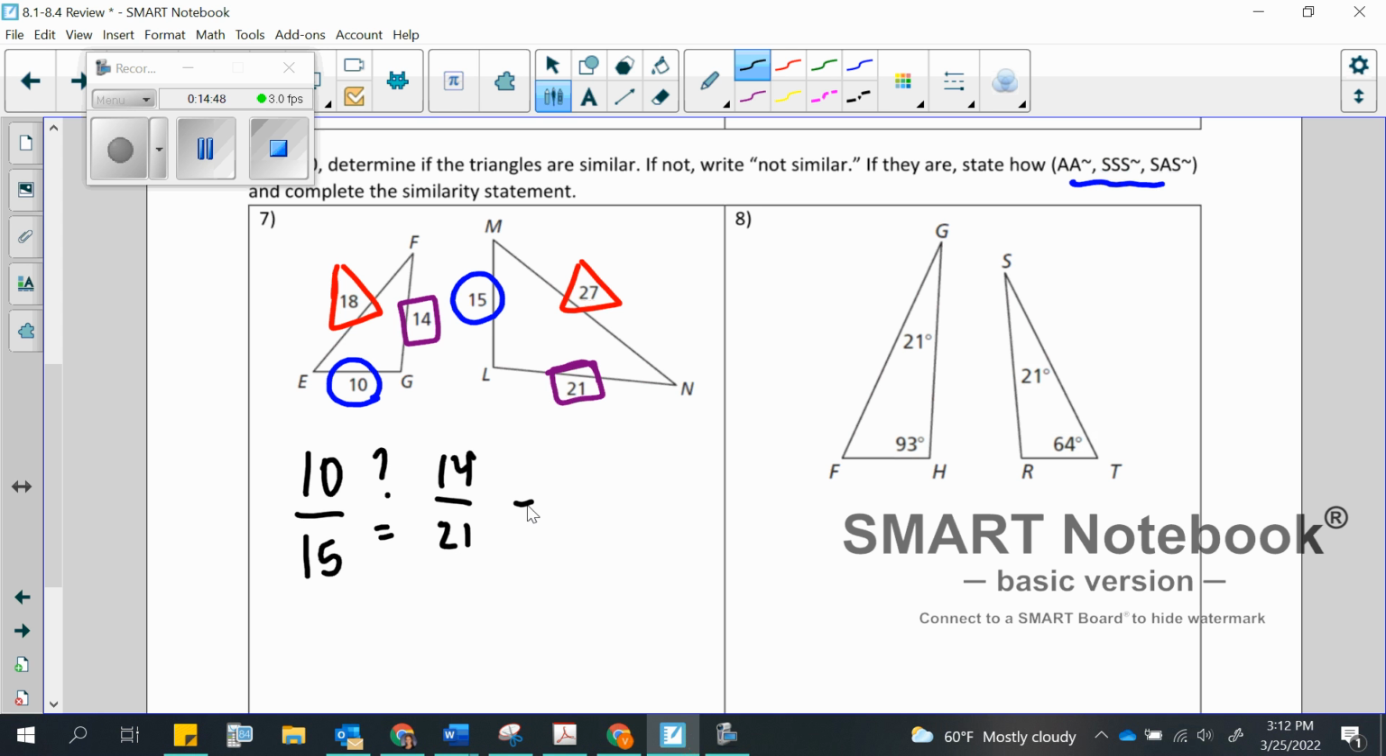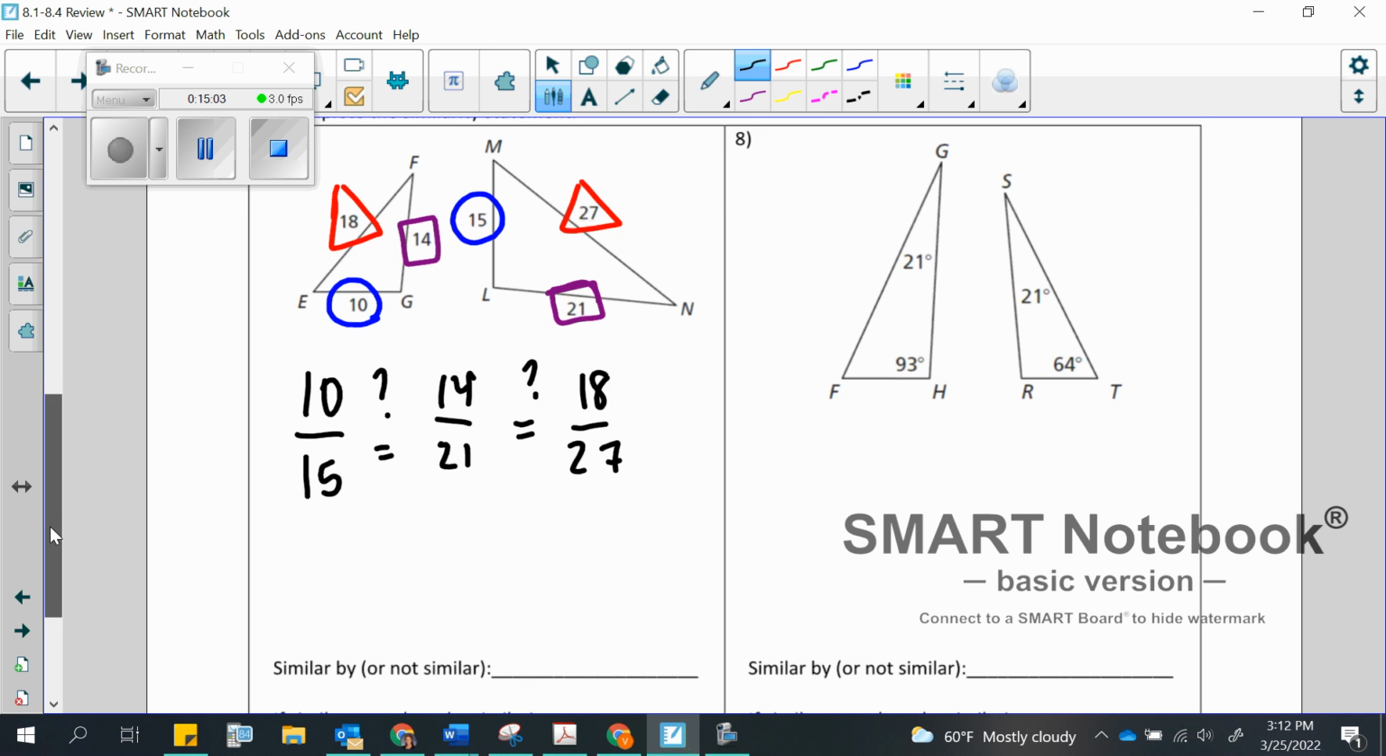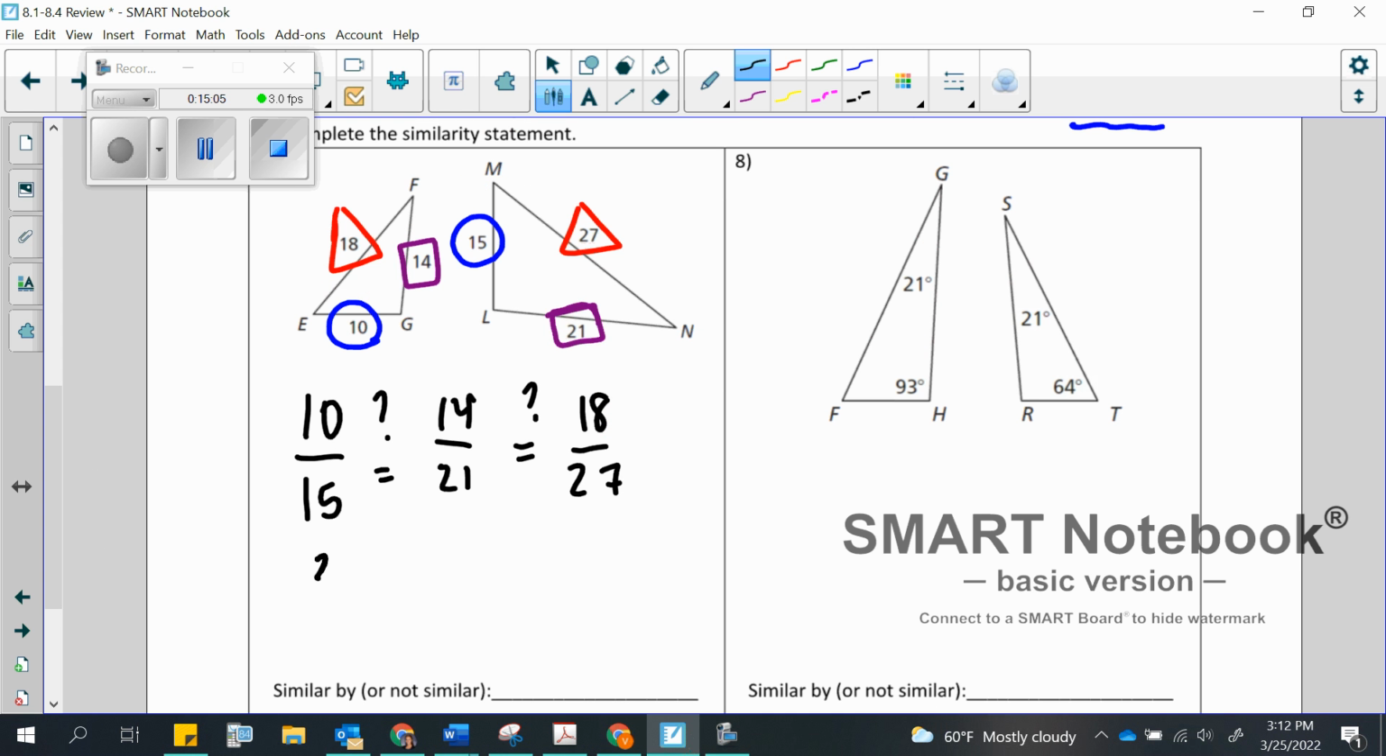And does that equal the same thing as 18 over 27? So we're trying to see, do all 3 of these corresponding sides equal a set scale factor? If they do, the triangle is similar. So this is kind of the case where you can use fractions or decimals as long as you show me the work. But 10 over 15 becomes 2/3.